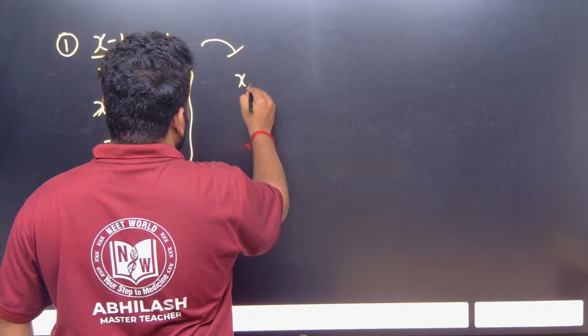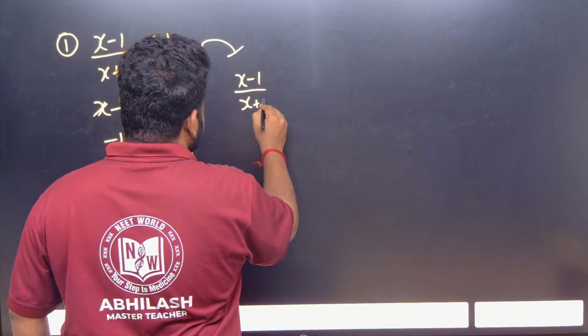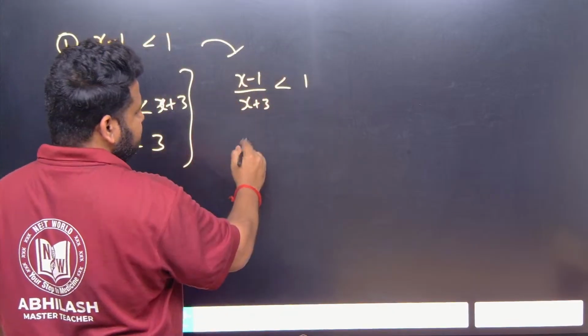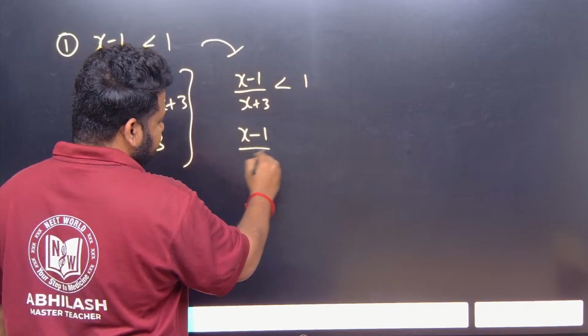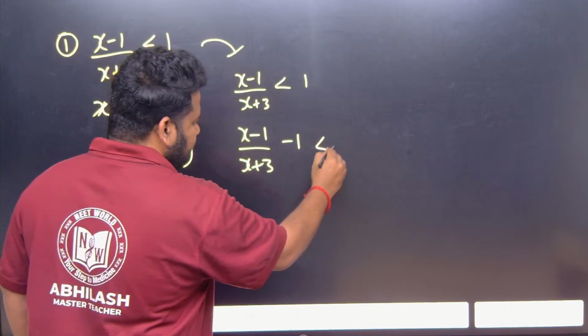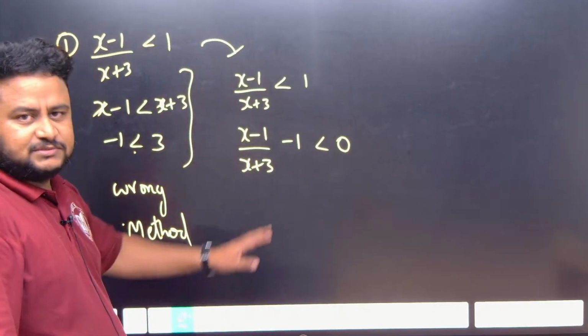So we will do it here. (x - 1)/(x + 3) < 1. Now what will you do? Bring this 1 to the LHS. So this will become (x - 1)/(x + 3) - 1 < 0. Okay, minus 1 less than 0.